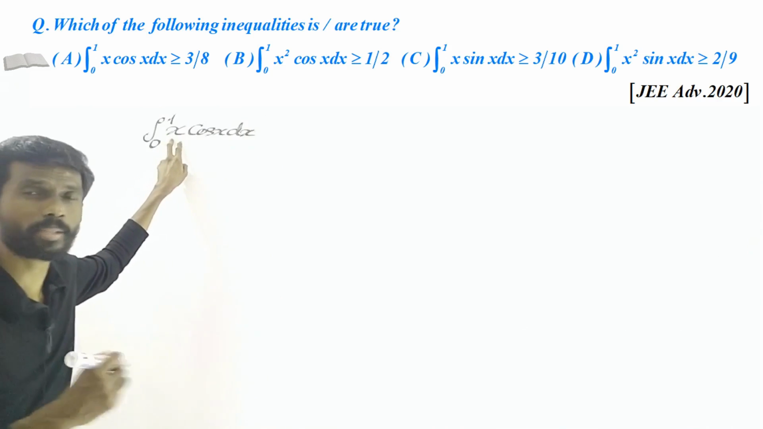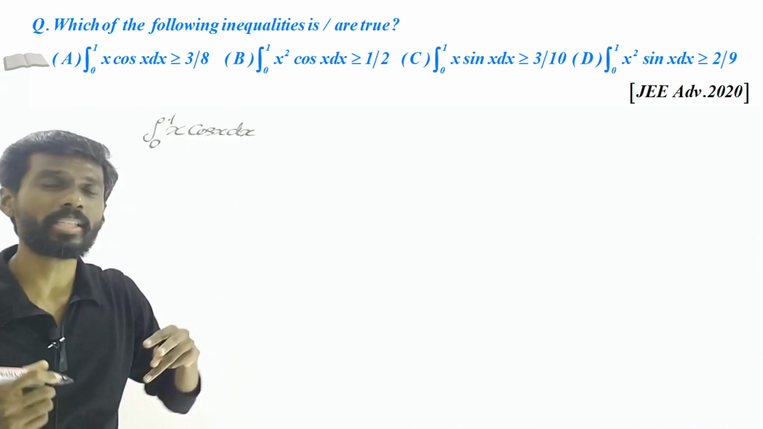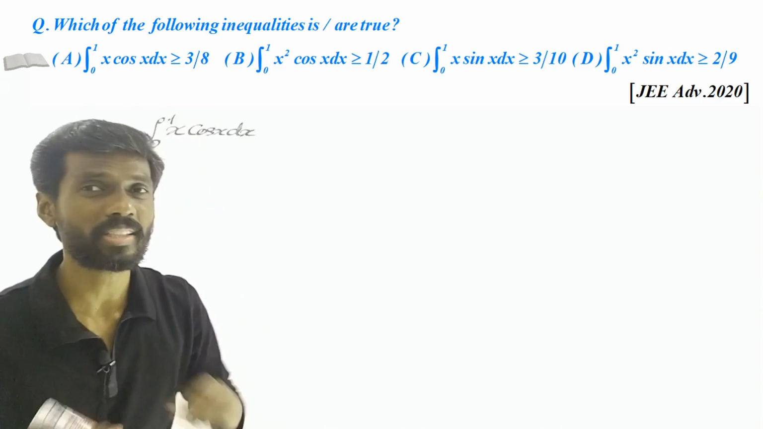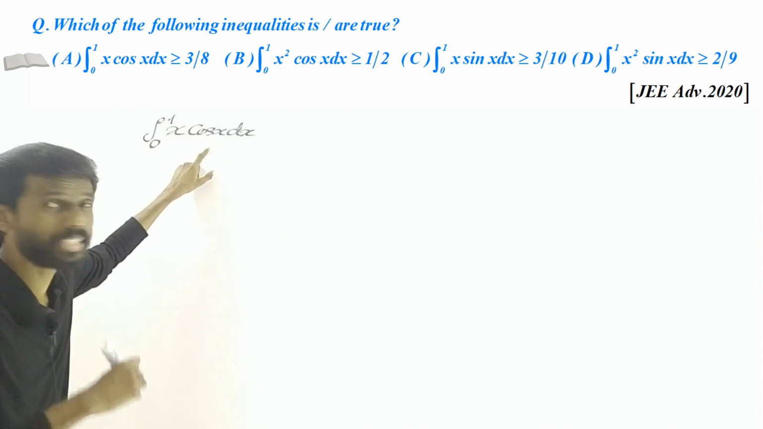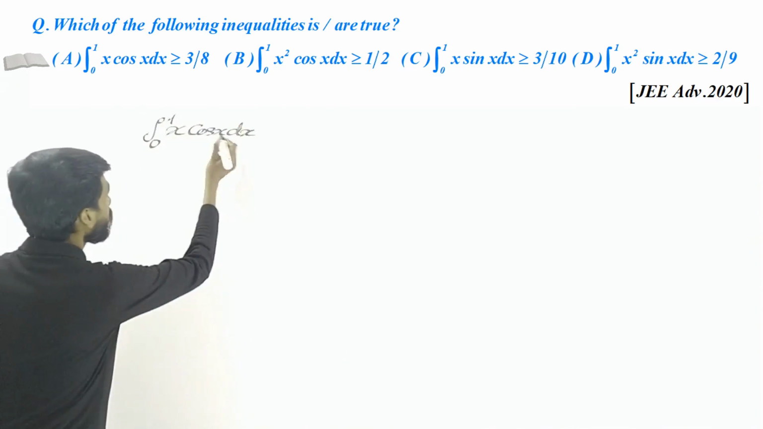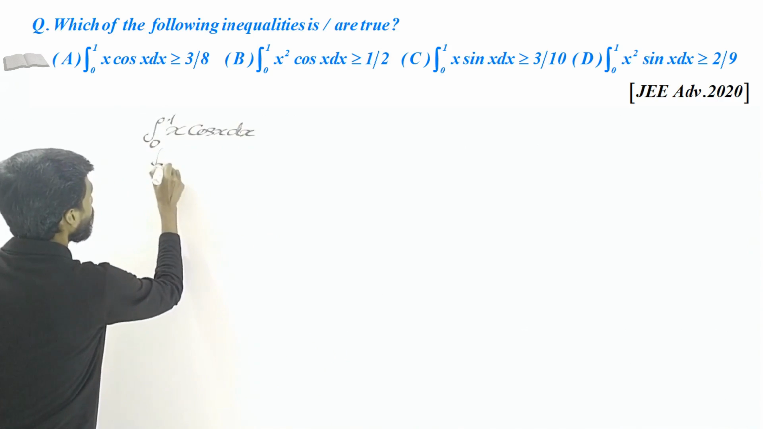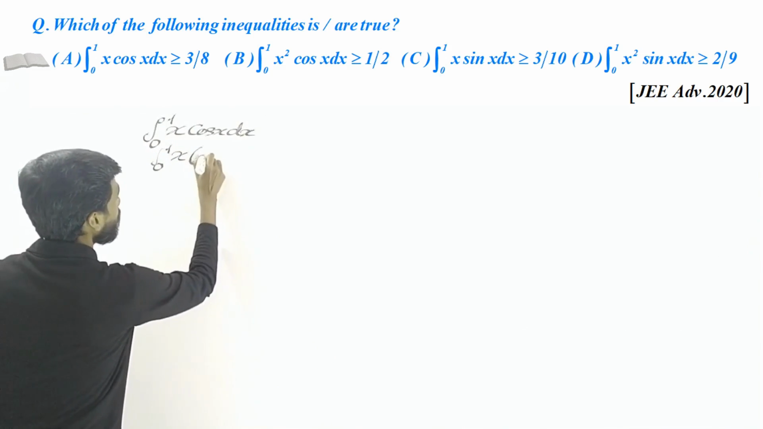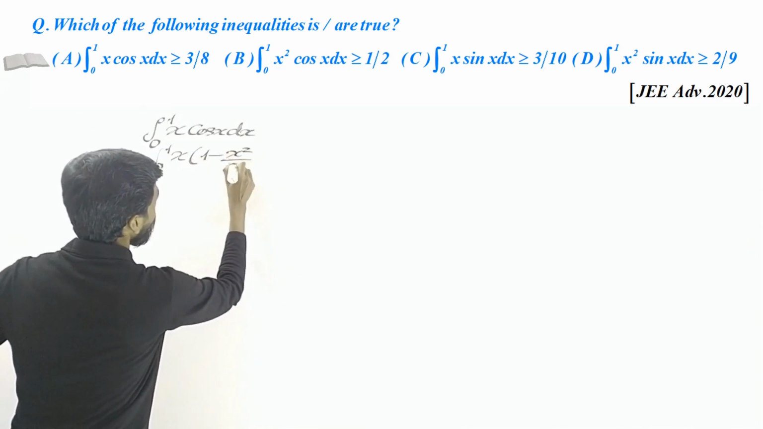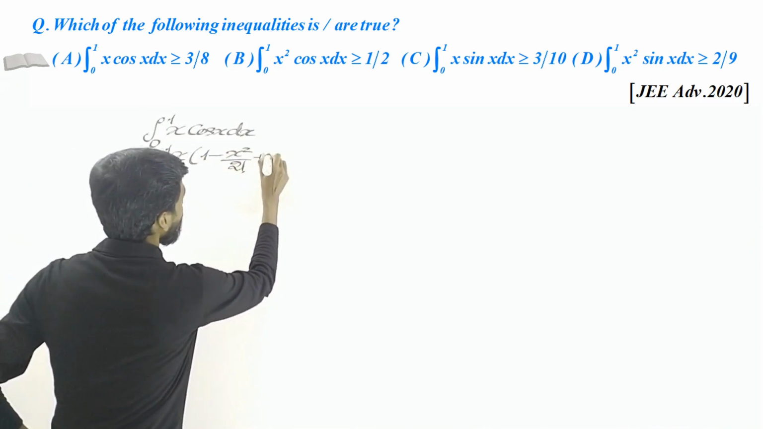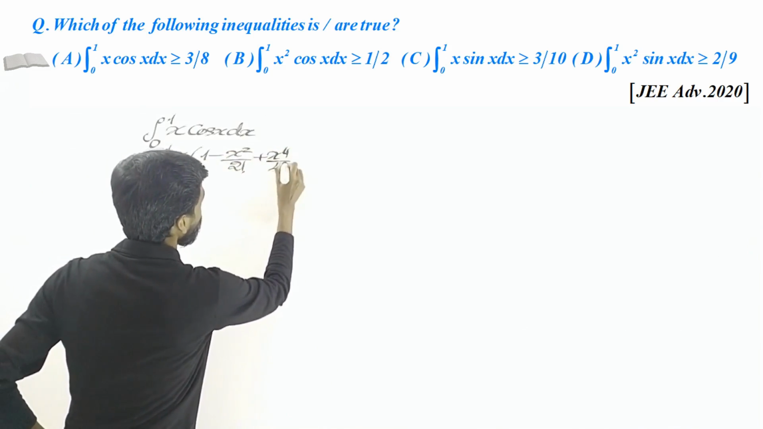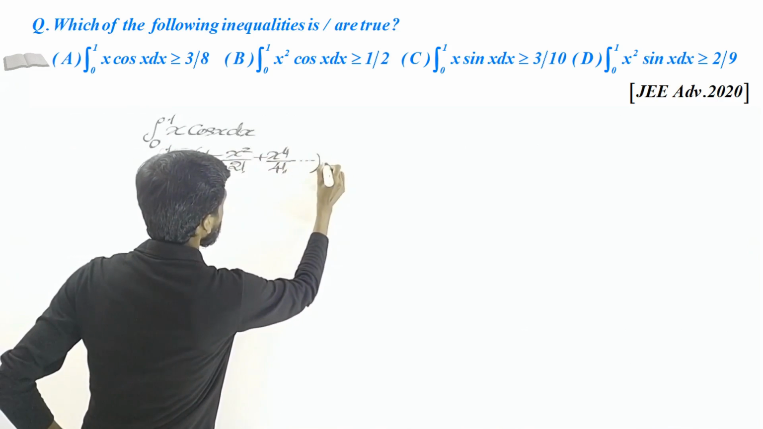X is an algebraic expression. Cos x can also be written in terms of an algebraic expression. We have the series expansion of cos, right? So cos x series can be used here instead of using integration by parts. So this is 0 to 1 x, and the cos x series is 1 minus x squared divided by 2 factorial plus x to the power 4 divided by 4 factorial, etc. So infinite terms are there.